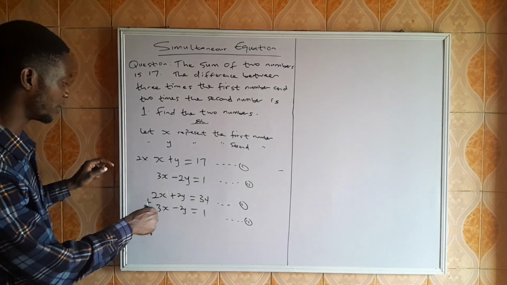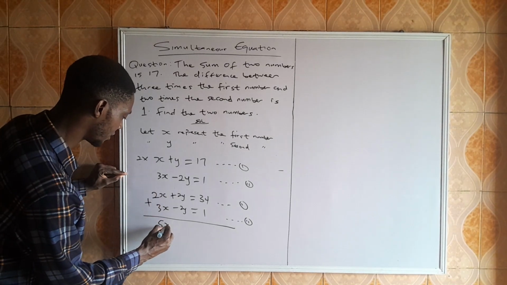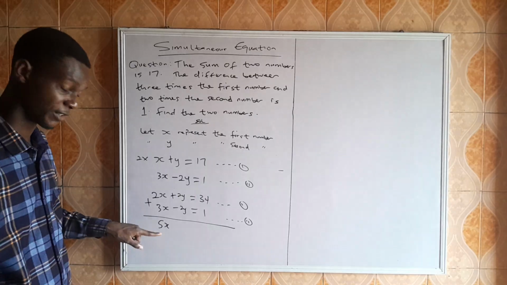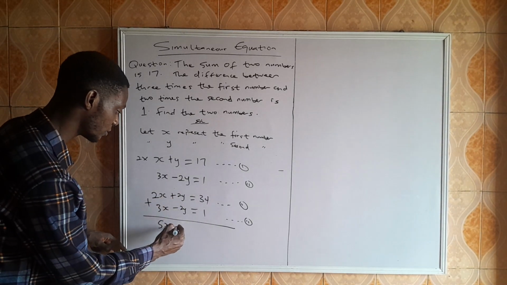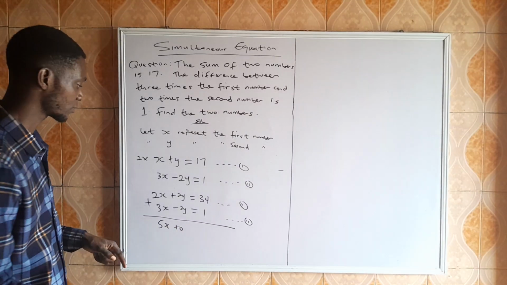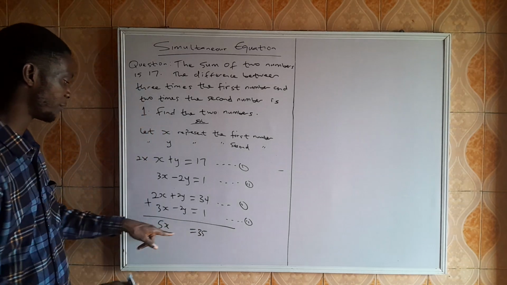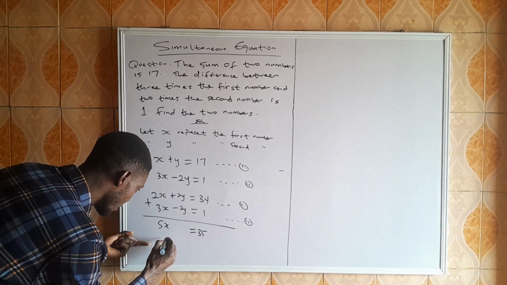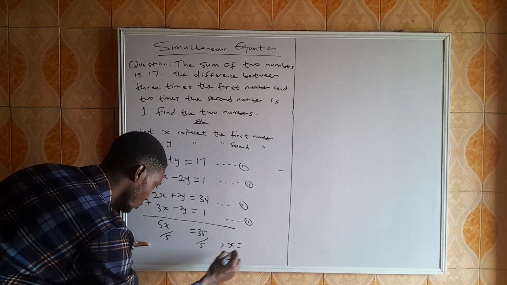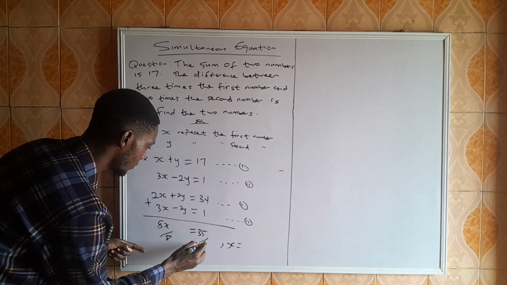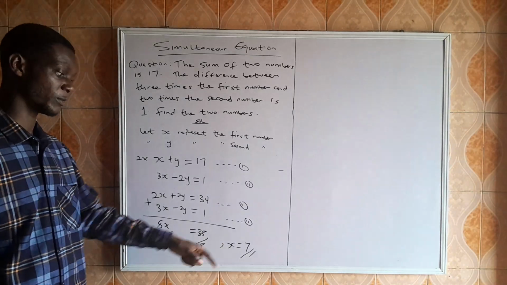When you add equation 1 and equation 2 together, this becomes 5S, that is 2S plus 3S becomes 5S. Plus 2Y plus minus 2Y becomes 0, and the right side will be 35. So you have 5S equals 35. Divide both sides by 5, and S will be 35 divided by 5, which gives you 7. So the value of S, the first number, is 7.